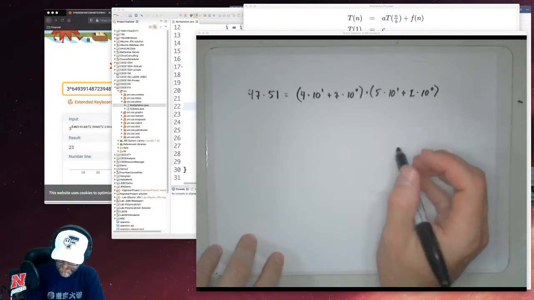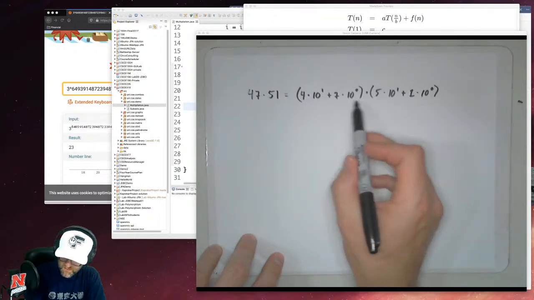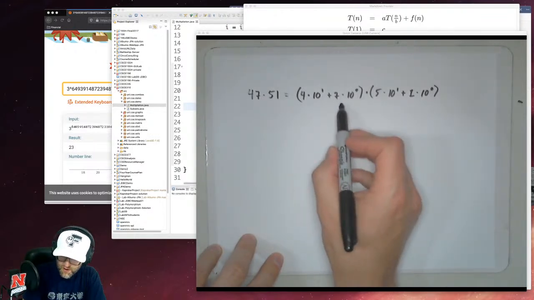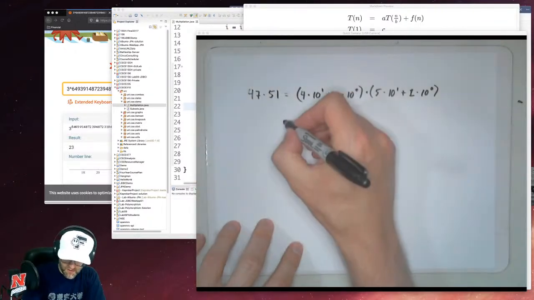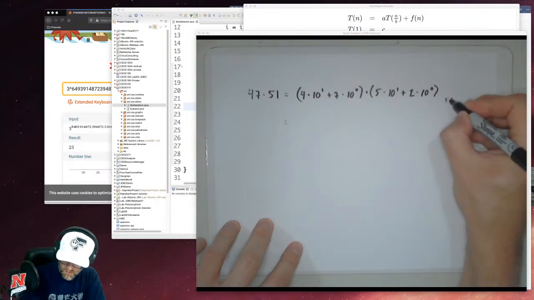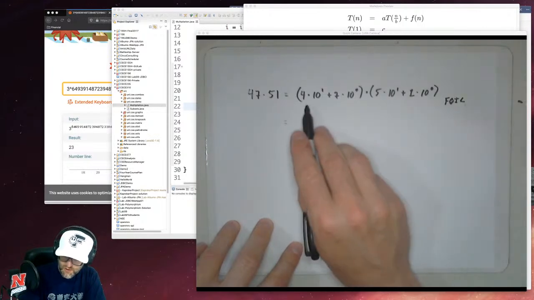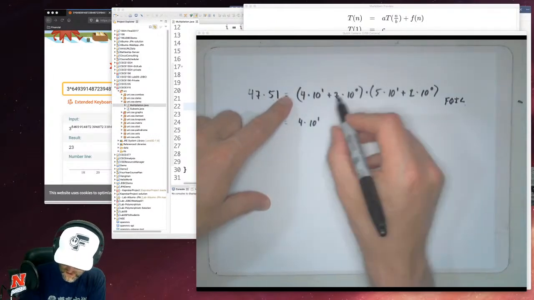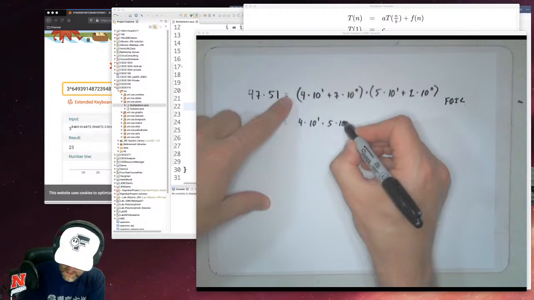Right? We still have 2 two-digit numbers, but I've broken it up into 4 one-digit numbers. Now, how can I do some magic here? Magic is nothing more than FOIL. Hopefully you remember that acronym. First, outer, inner, last. All you need to do is take the first one here, 4 times 10 to the first, times the first one here, 5 times 10 to the first.